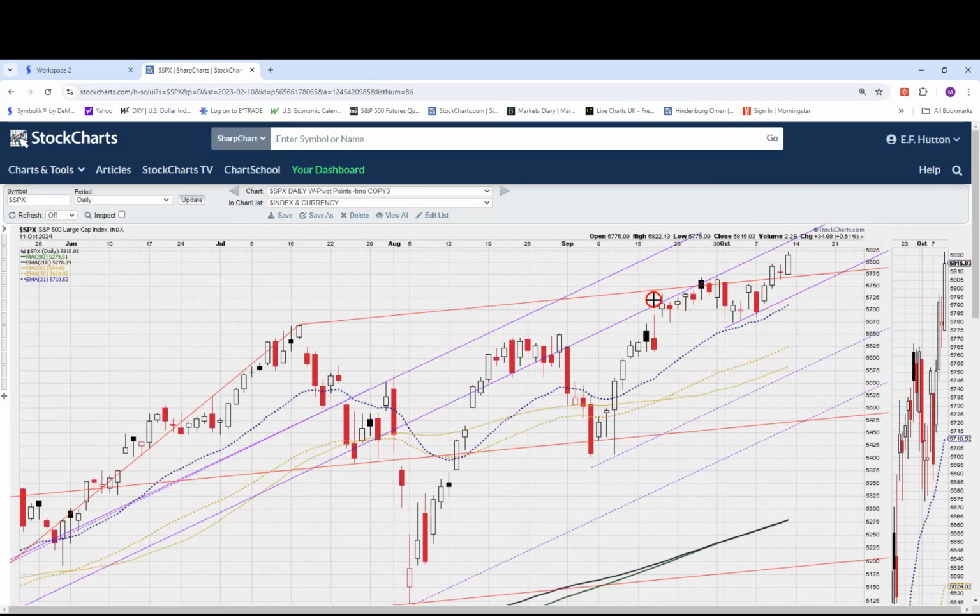You can see it had a spike up and then a close under it, and then an open above it here, and then a close under it, and then a downdraft. And price is trying to get back up above it again.